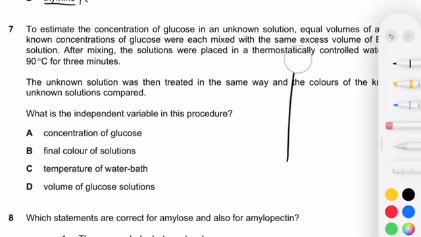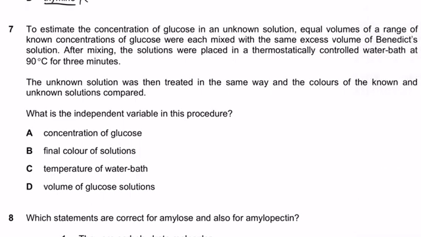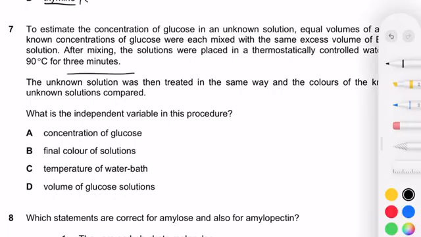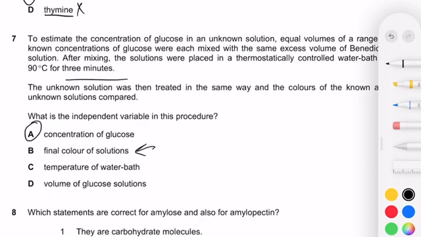Okay, so for this question, 7. To estimate the concentration of glucose in an unknown solution, equal volumes of a range of known concentrations of glucose were each mixed with the same excess volume of Benedict's solution. After mixing, the solutions were placed in a thermostatically controlled water bath at 90 degrees Celsius for 3 minutes. Now the unknown solution was then treated in the same way, and the colors of the known and unknown solutions were compared. What's the independent variable in this procedure? Obviously it is concentration of glucose, right? So that is A.